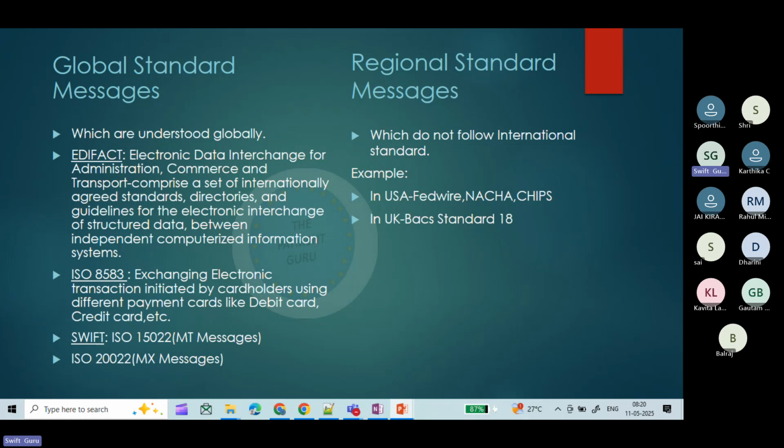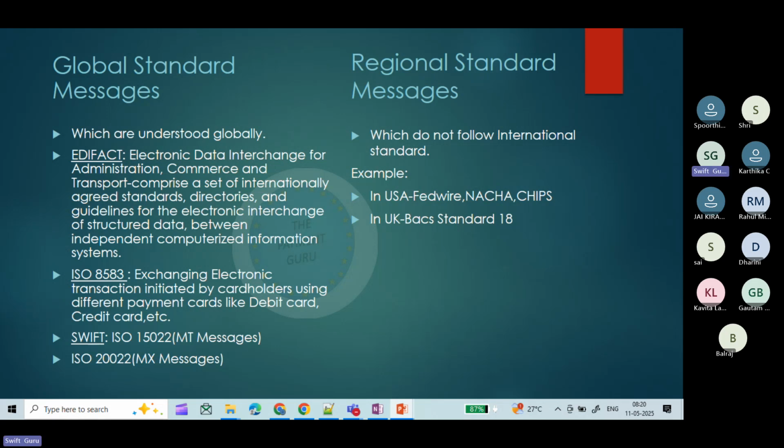so the messages are categorized based on global standard messages as well as regional standard messages. Global standard messages means they are understood globally across banks or financial institutions. Examples are ISO 8583, which is used in card payments, SWIFT ISO 15022 or 20022, and EDIFACT messages, which are global standard messages used in different parts of the world.